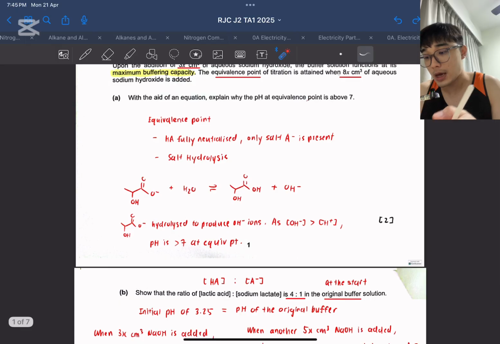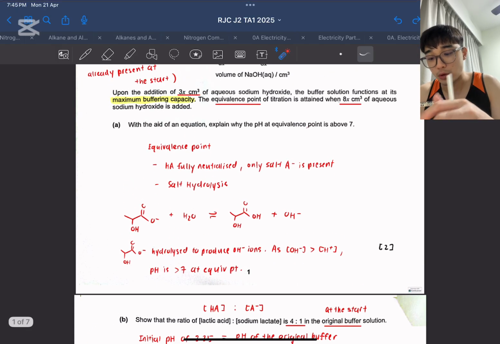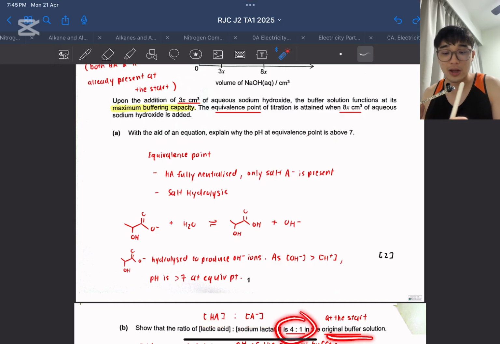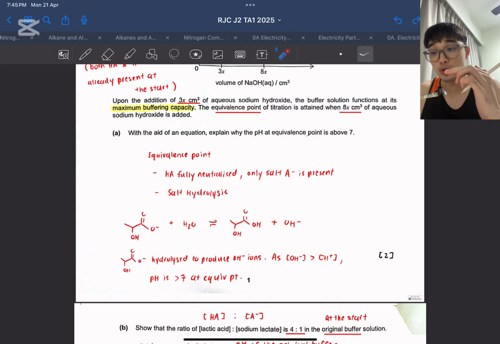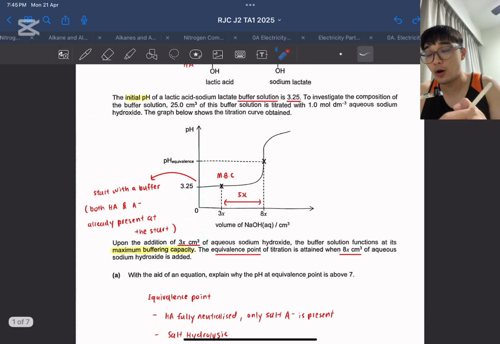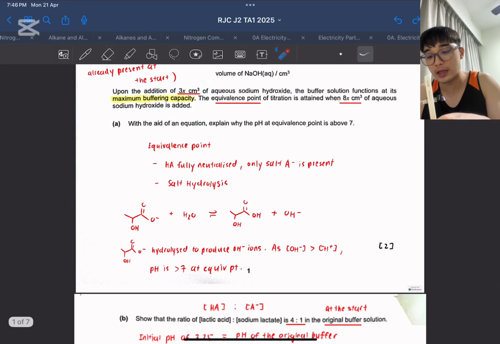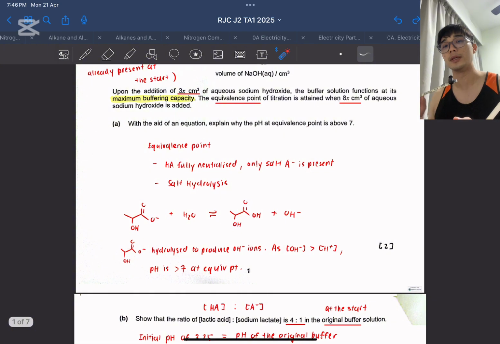Part A. Okay, let's look at part B. So now we need to show that the ratio of the acid and the conjugate base, I'm just going to use HA and A minus to represent them from now on, is 4:1 in the original buffer solution. Now, do take note, we started off with a buffer already. The titration curve began with a buffer. We are supposed to prove that at this starting point, this buffer contains 4 times more acid than conjugate base.